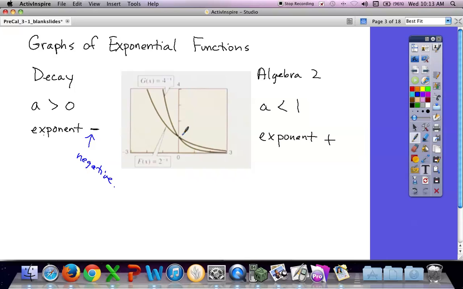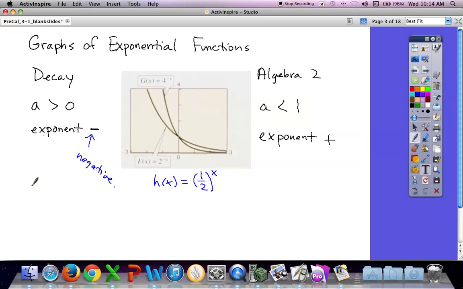Now, in Algebra 2, it was a little bit different, okay? In Algebra 2, when we wanted to say exponential decay, we said that meant that the a was less than 1. That would have been like saying, I'll say h of x equals 1/2 to the x. That's how we said exponential decay. It was because the base was a number between 0 and 1.